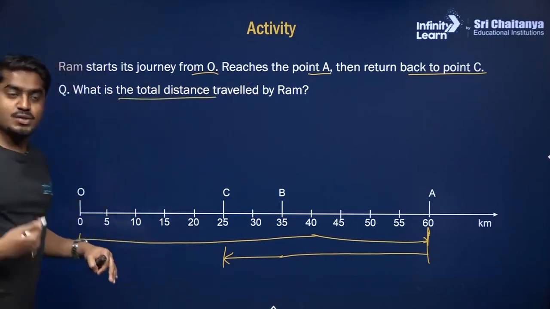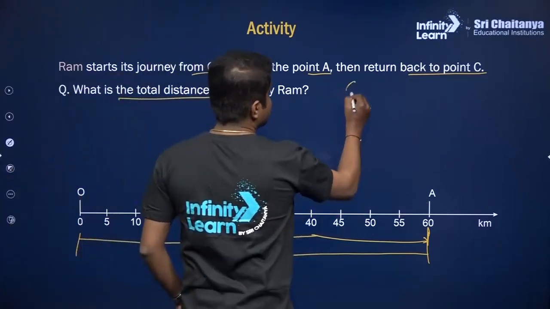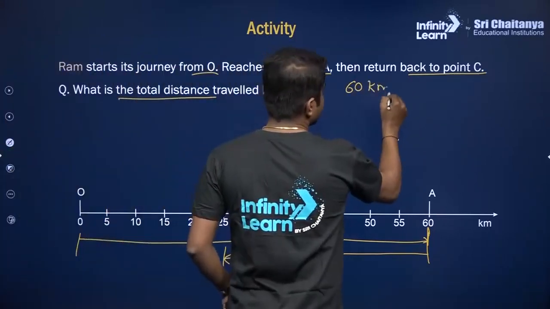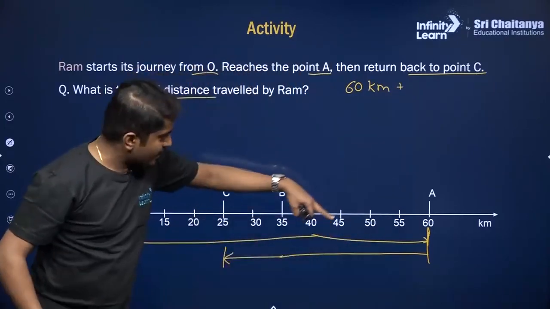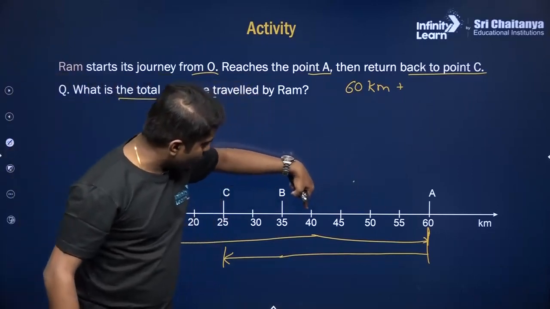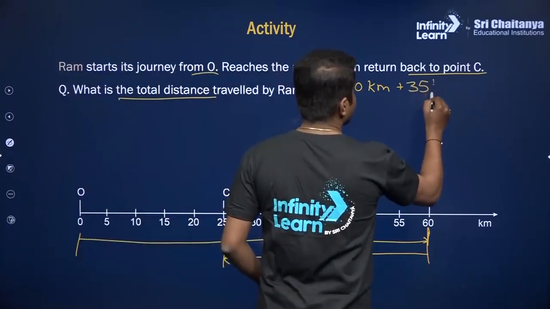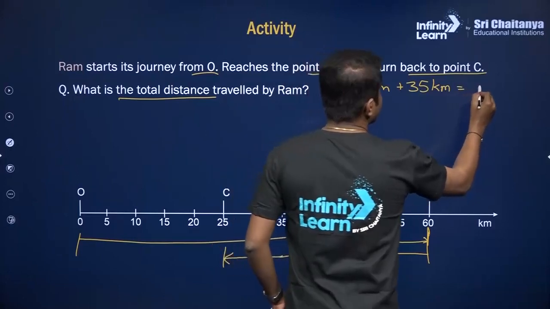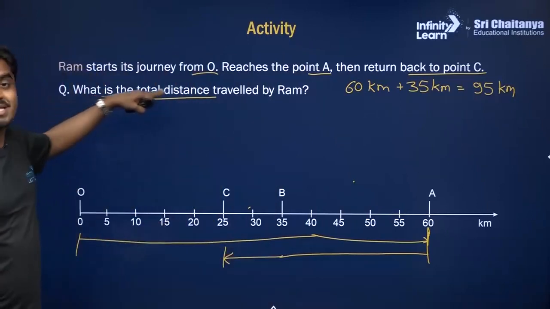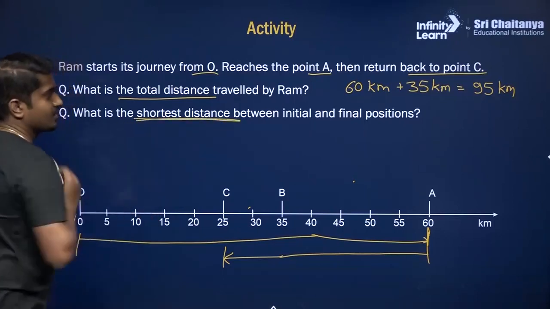Total distance: he starts here from 0 to 60. That is 60 units, and the unit is kilometers. 60 kilometers, plus he comes back. From 60 to here, how much is this? From 60 to 50 is 10, then 20, 30 and 5, that is 35. So 60 plus 35 kilometers is going to be 95 kilometers. The total distance traveled is 95 kilometers. Now, what is the shortest distance?